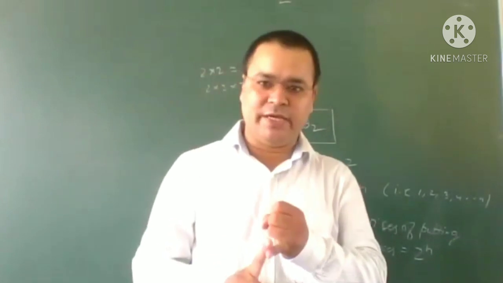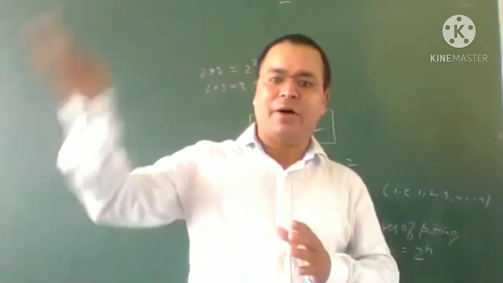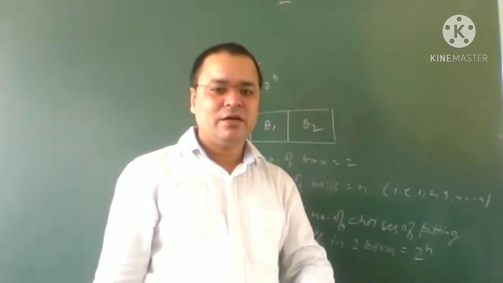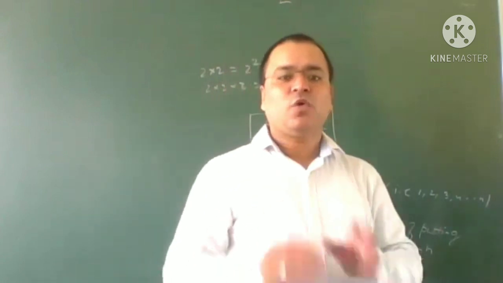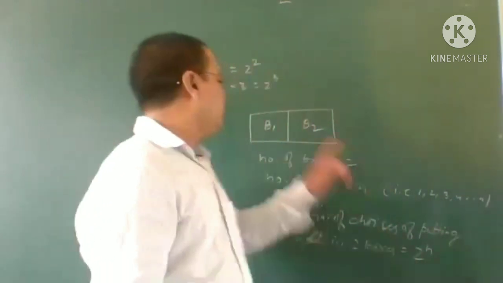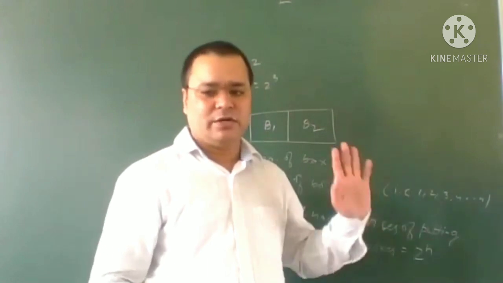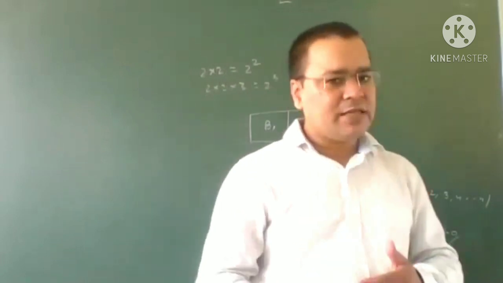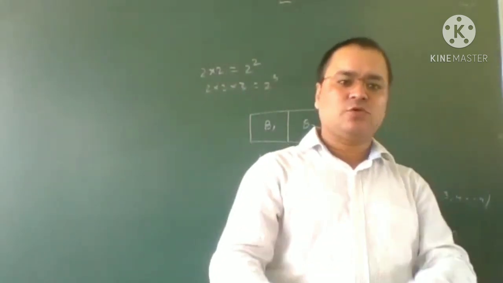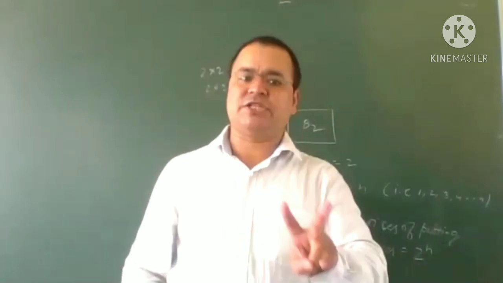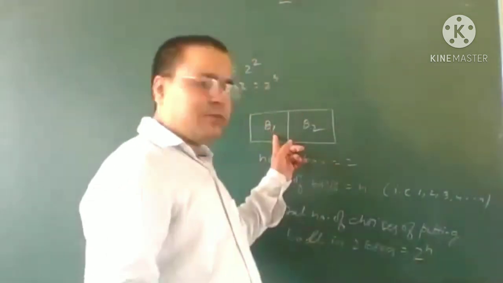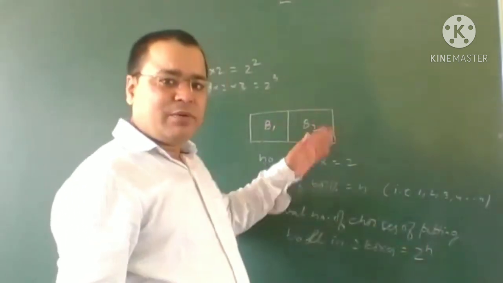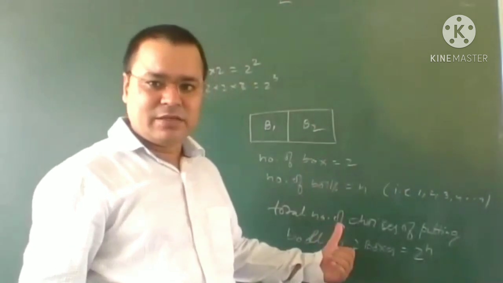The first possibility, maybe all n balls are put in the first box. Let there be 20 balls. So all 20 balls may be in box 1 only, and box 2 empty. Similarly, all the 20 balls may be in box 2 and box 1 is empty. There are two conditions in which one will be filled by all balls and the second will be empty, and maybe the second will be filled by all balls and the first will be empty.